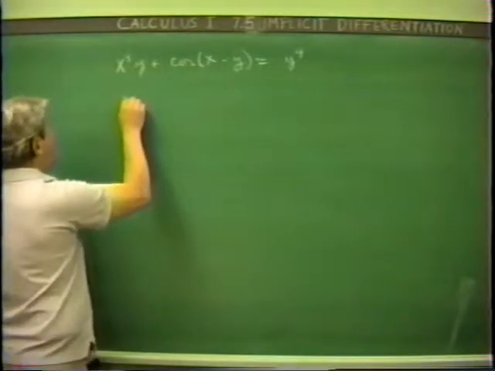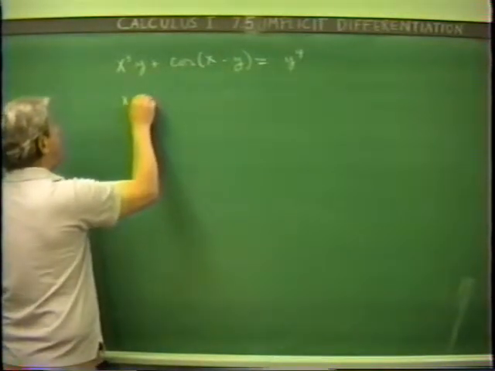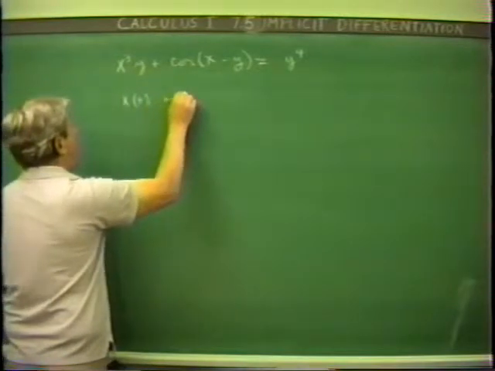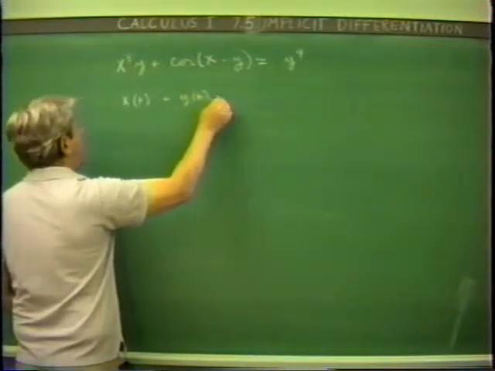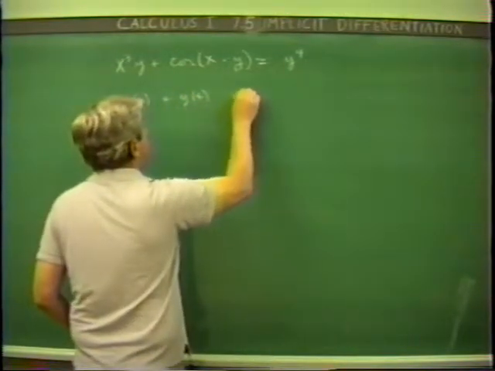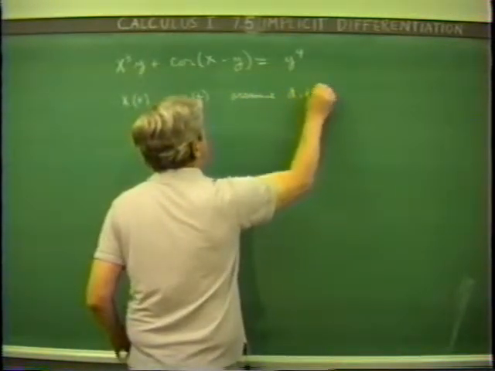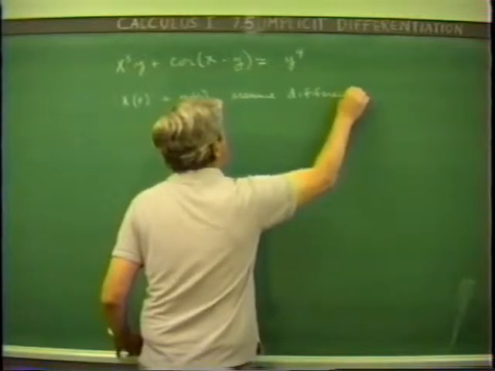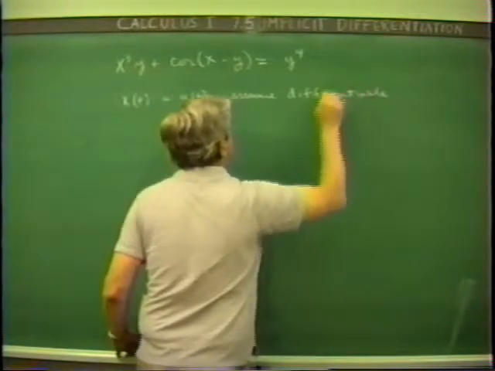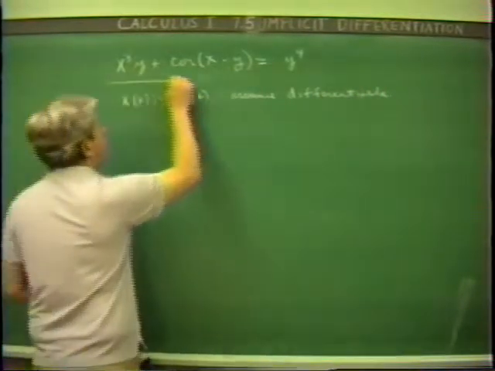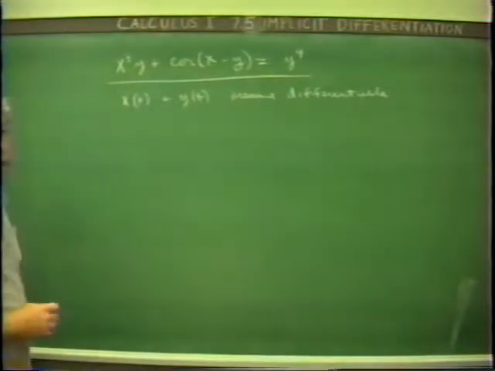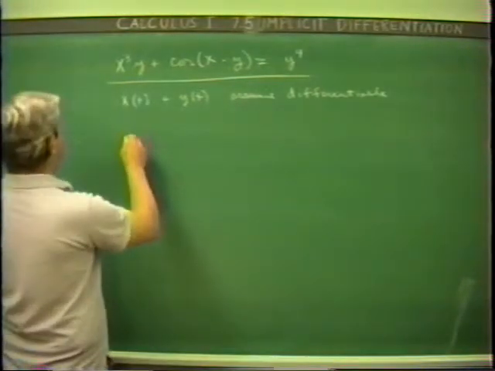Okay? And now here we're going to treat x as a function of t and y as a function of t, and assume that these are differentiable. Then you can take this equation right here and differentiate it implicitly. You're going to end up with an equation. You will generally not be able to solve this equation for anything in particular.